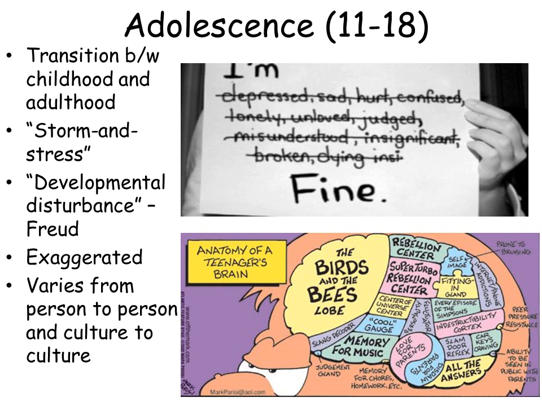I love this anatomy of a teenager's brain. The birds and the bees lobe is way up front, and it's huge. And then you've got stuff like this tiny little area down here at the bottom, memory for chores, homework, etc. And then at the back, all the answers, and that space is pretty big. So you can kind of look at that. It's kind of funny. And it almost plays to the stereotypes of what people think that teenagers are.